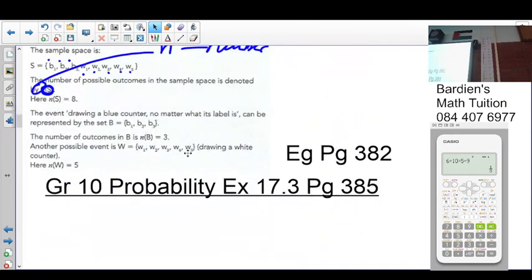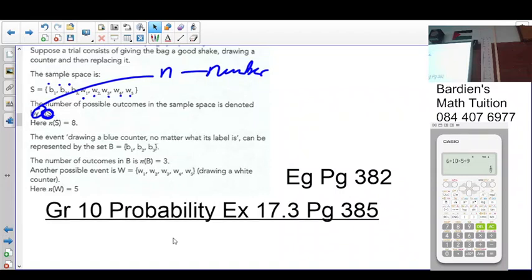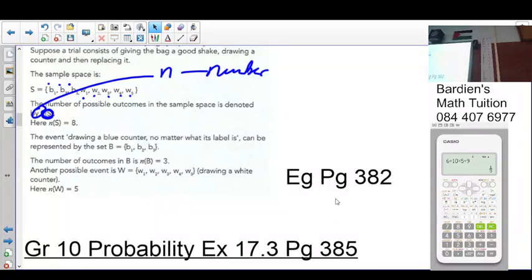So here, an event of drawing a blue counter, no matter what its label is, can be represented by set B equal to B1, B2, B3. The number of outcomes in B is 3. Can you see that, people? Another possible event is W, with W1, 2, 3, 4, and 5, drawing a white counter. How many white counters are there? 5. Can you see that, people? So n(W) is 5. The number in W, in other words.